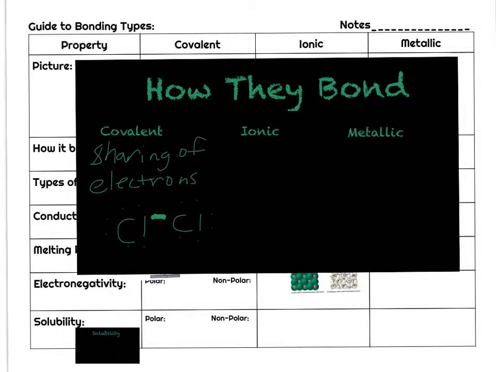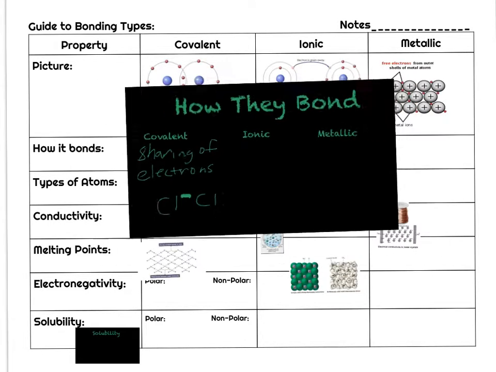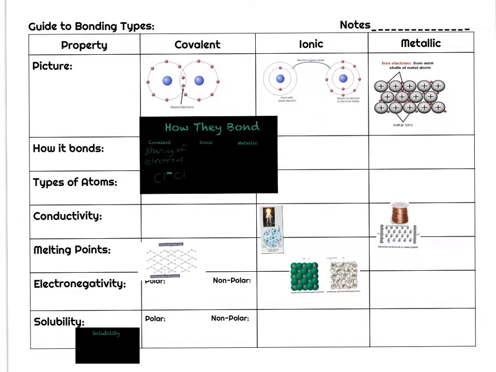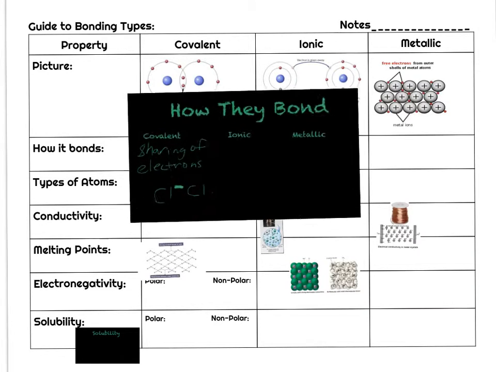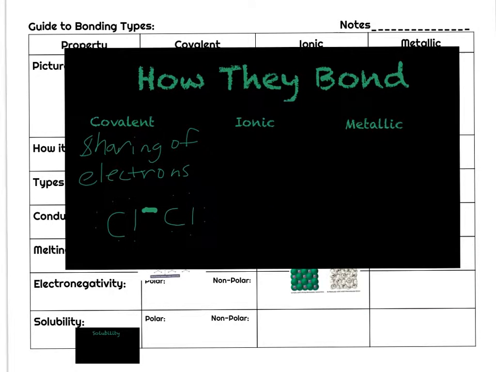Now the next type of bond is called an ionic bond. So just so we're being clear right now, sharing of electrons goes right here where we say how it bonds. Okay, so for covalent you write sharing of electrons. You do not need to draw the picture. Next we're going to talk about ionic bonds.